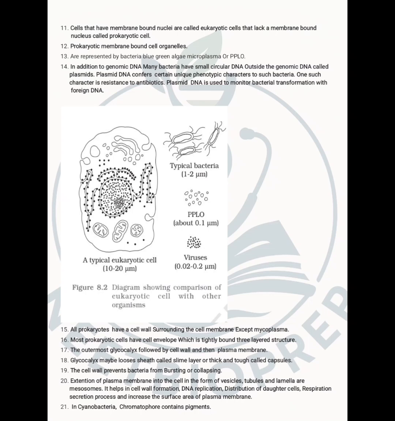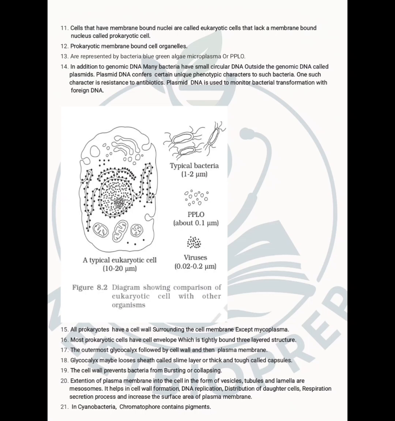Cells that have membrane bounded nuclei are called eukaryotic cells. Cells that lack membrane bounded nuclei are called prokaryotic cells. Prokaryotic cells are represented by bacteria, blue-green algae, mycoplasma, and PPLO. In addition to the genomic DNA, many bacteria have small circular DNA outside the genomic DNA called the plasmid. Plasmid DNA confers certain unique phenotypic characters to such bacteria. One such character is resistance to antibiotics. Plasmid DNA is used to monitor bacterial transformation with foreign DNA.